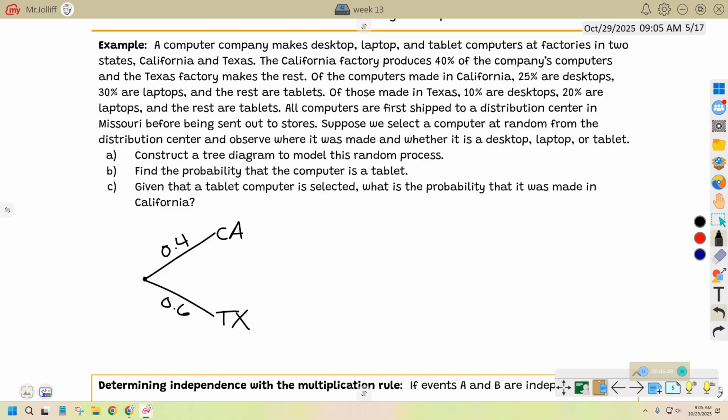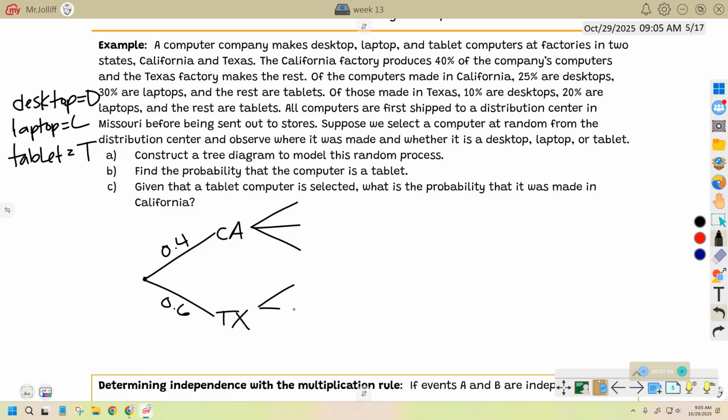So we have desktop, which I'm going to call D. We have laptop, which I'm going to call L. And then we have tablet, which I'll call T. So that I'm not having to write words in my tree diagram because it's going to get messy. So 1, 2, 3. 1, 2, 3. Desktop, laptop, tablet.